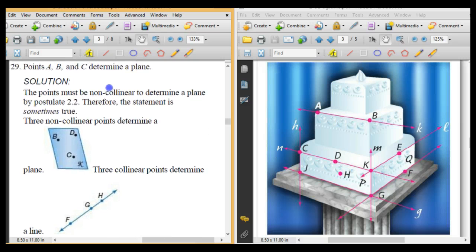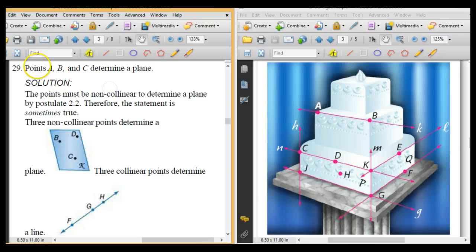Okay, so we have one more like this. Number 29, points A, B, and C determine a plane. Solution. The points must be non-collinear to determine a plane by postulate 2.2. Therefore, the statement is sometimes true. So the key word there is collinear or non-collinear. So we're just given 3 points. We don't know for sure if they're non-collinear. That's why it's sometimes true.